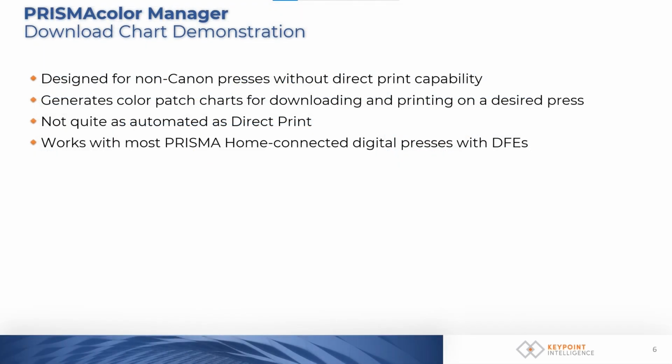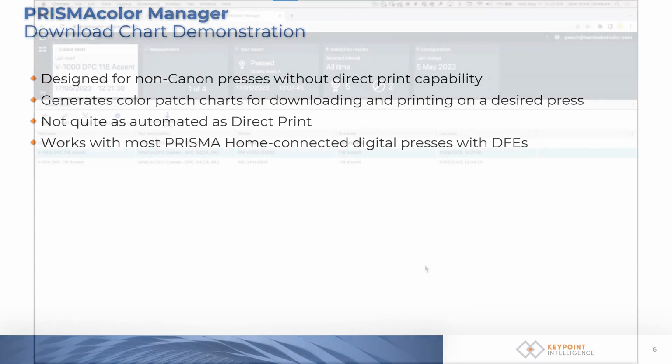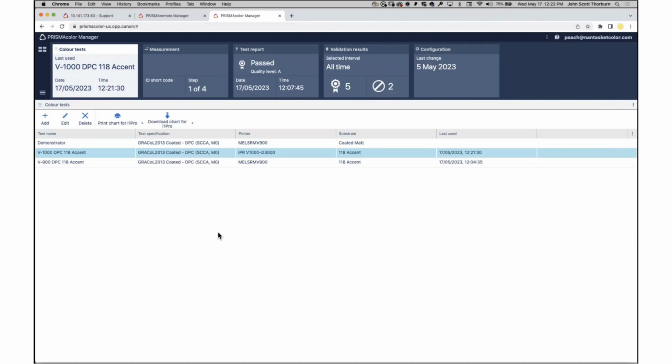The third workflow is designed for non-Canon presses that do not support the direct print capability. This download chart method generates color patch charts for downloading and printing on the desired press. It's not quite as automated as the direct print method, but it works with any CMY color press driven by a DFE with internal color management controls.